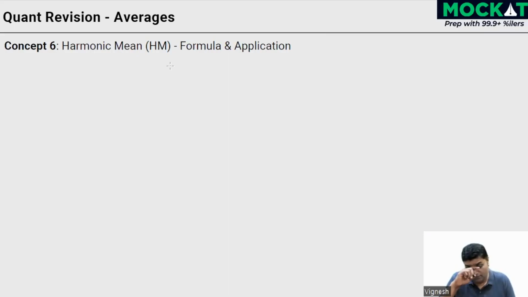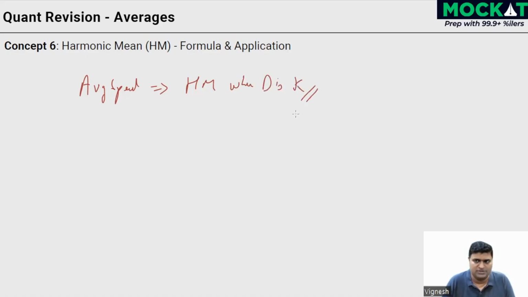Harmonic mean, formula and application, right? So we've seen the application of this. We saw this in the time and speed revision, average speed, where distance is a constant. We're going to use harmonic mean where the distances are constant, right?